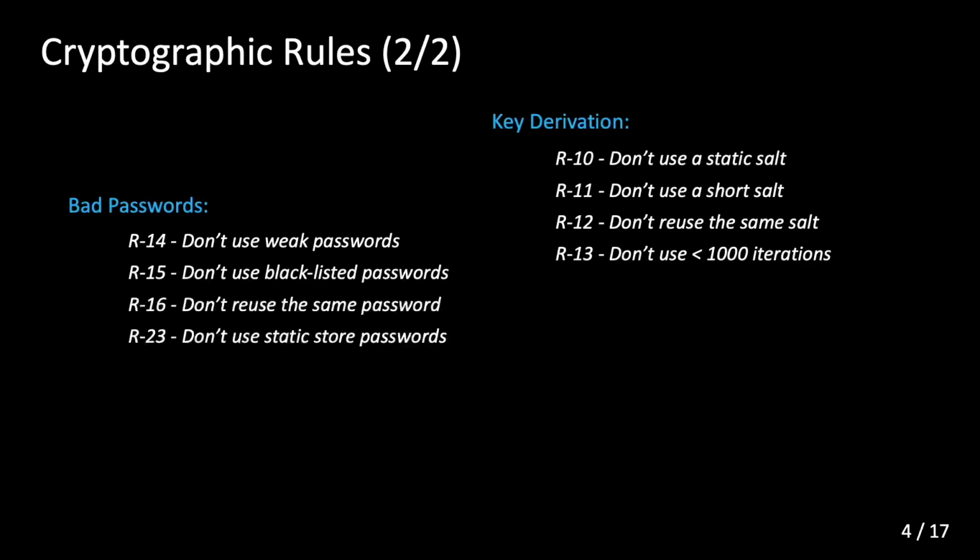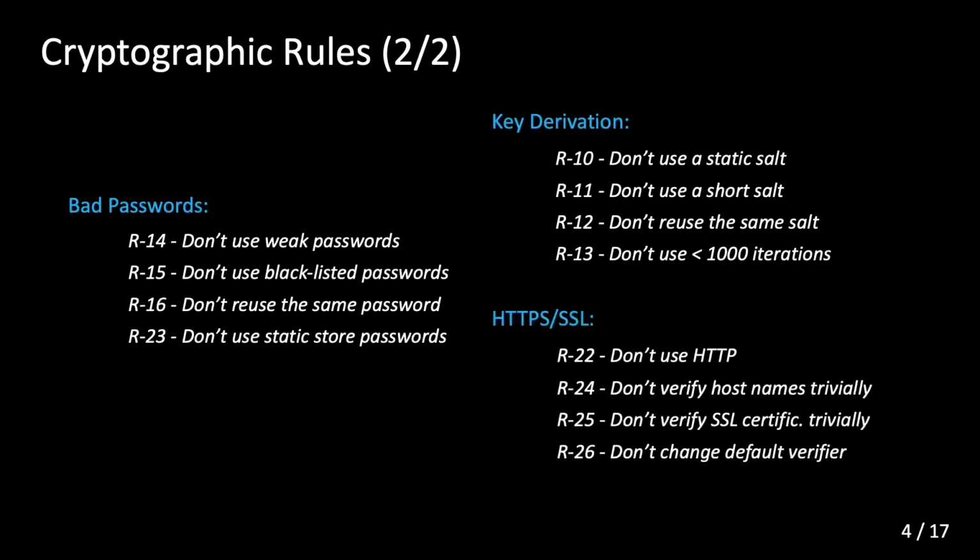The typical example is Rule 13, that says that we can't use less than 1,000 iterations to generate a key. Using a lower number of iterations is considered unsafe. Finally, some rules are for HTTPS and certificates. An example is Rule 22 that prohibits the use of HTTP.